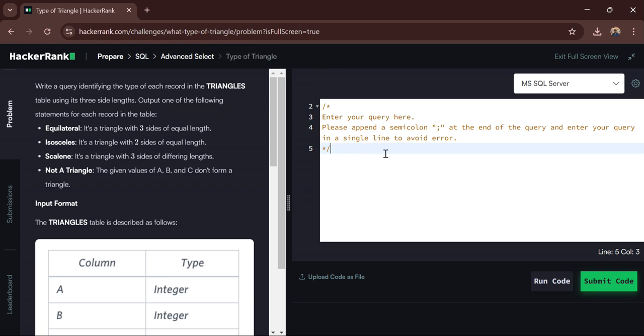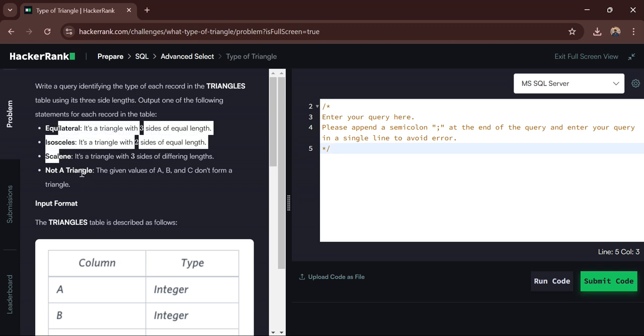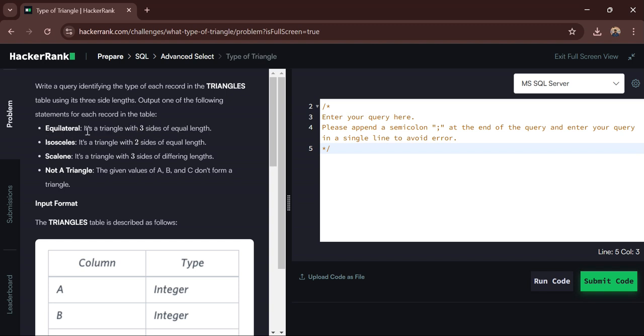Since childhood, we have been studying that there are three types of triangle: equilateral, isosceles, then scalene. And if the condition is not following any of the three, then that is not a triangle. Equilateral means all three sides are of equal length. Isosceles is a triangle with two sides of equal length. And scalene is a triangle with three sides of different length. And not a triangle means the given values of A, B, C do not form a triangle.